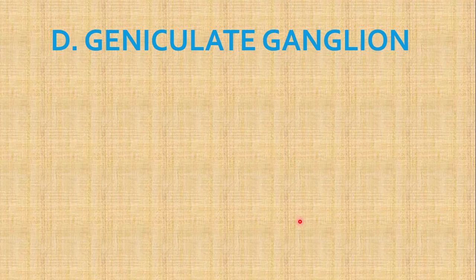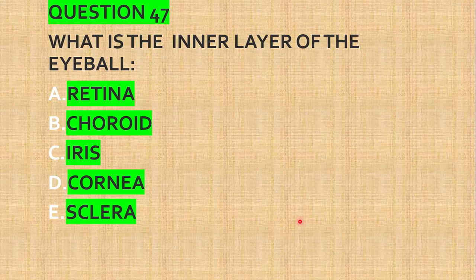That is high yield. Question 47. What is the inner layer of the eyeball called? Cheap question, it is the retina. So the answer to this question is the retina.